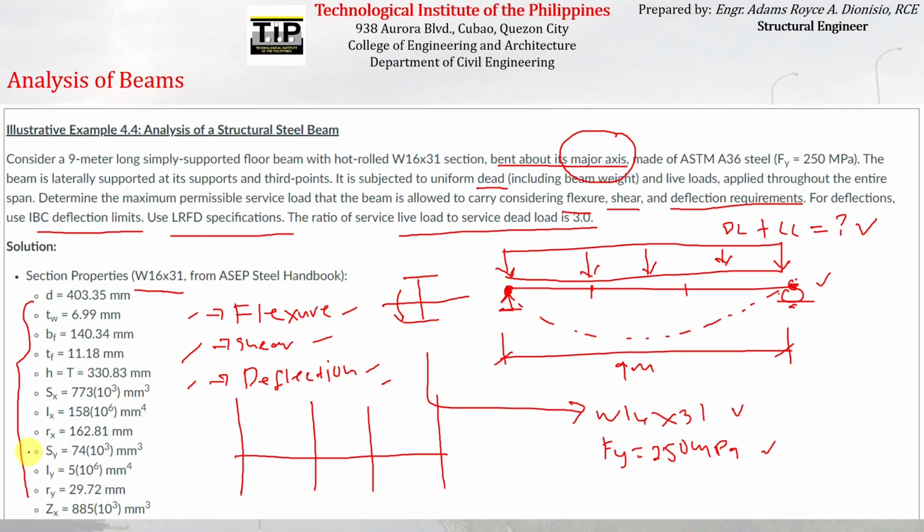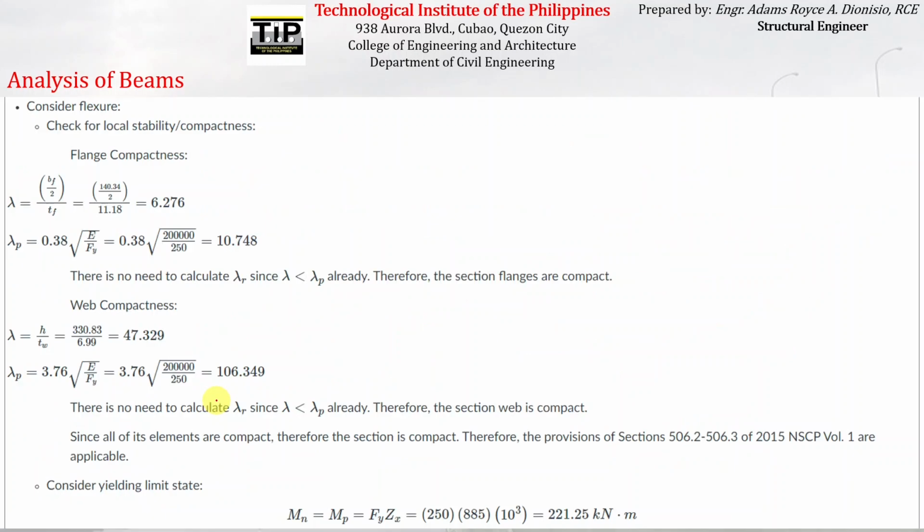the parameters related to the y axis, which are the section modulus, moment of inertia, and then radius of gyration, as well as the plastic modulus. So the plastic modulus is actually also given in the ASEP Steel Handbook. Okay, so you can see that in the steel handbook.